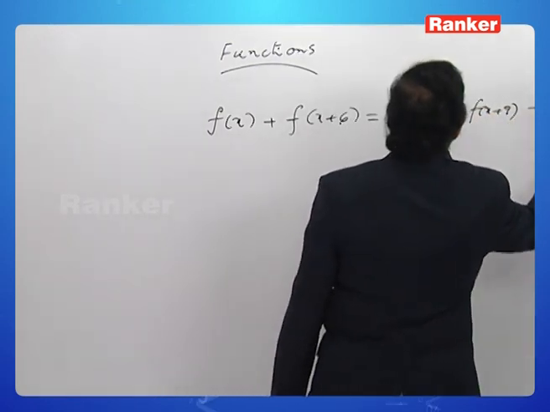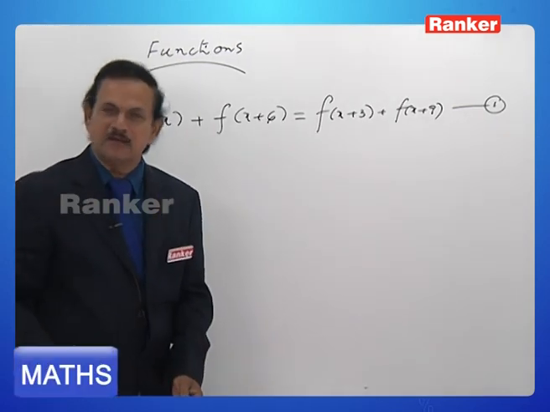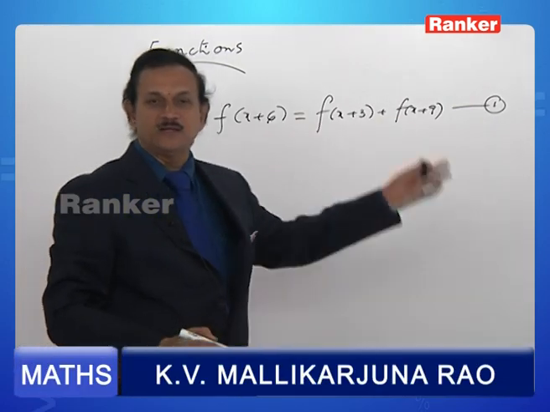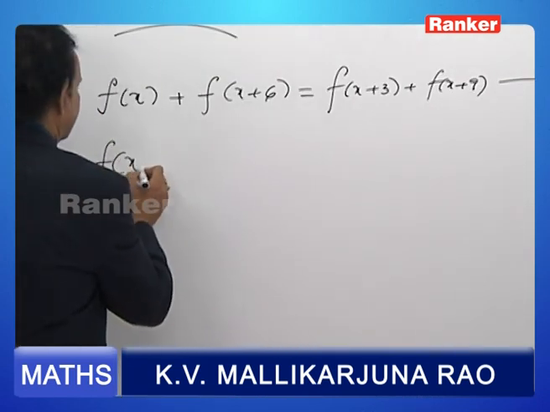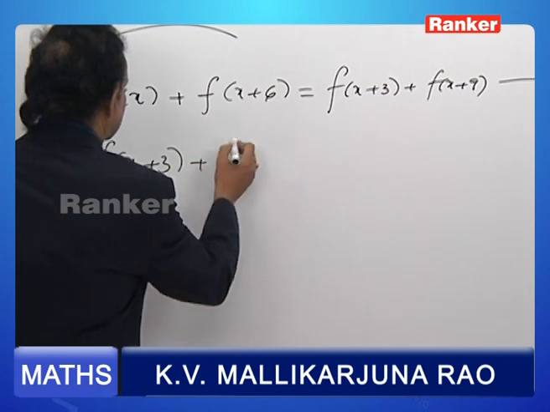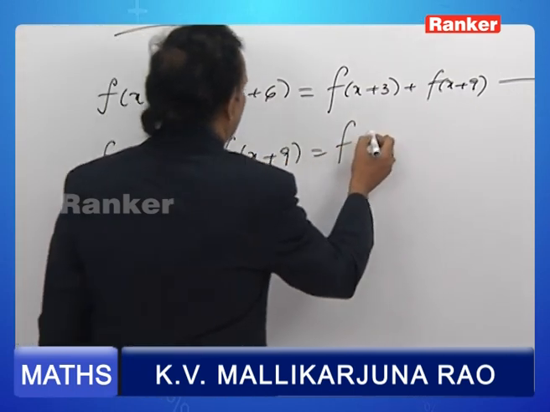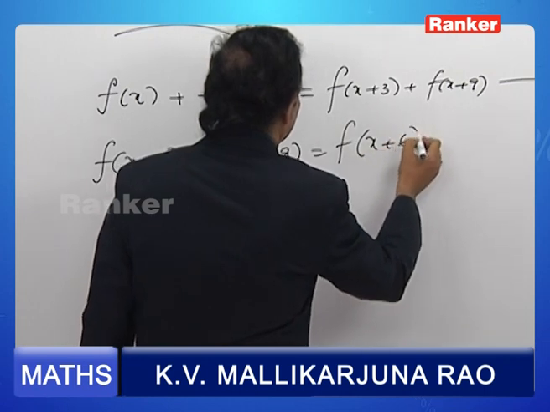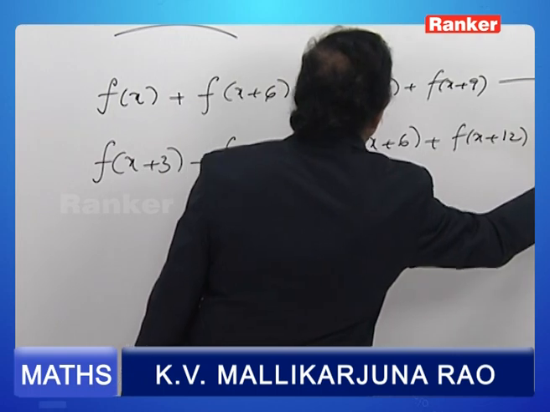Call this relation 1. Now let me replace x by x plus 3 in the given relation. What are you going to have? f of x plus 3 plus f of x plus 9 is equal to f of x plus 6 plus f of x plus 12, isn't it?